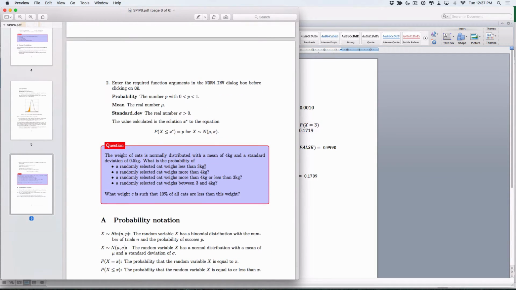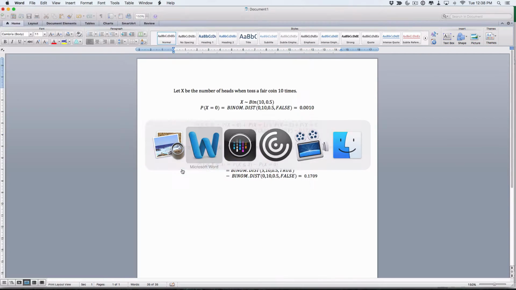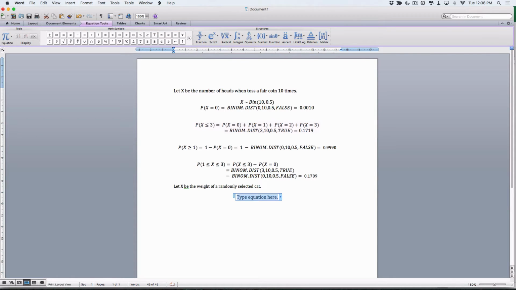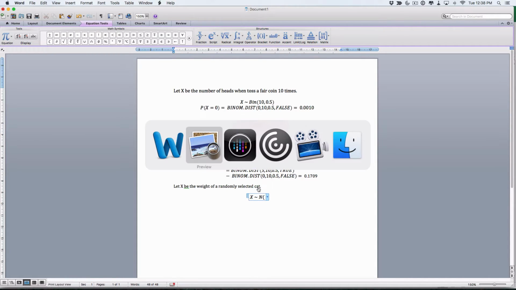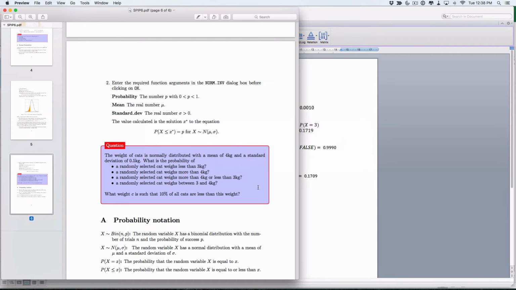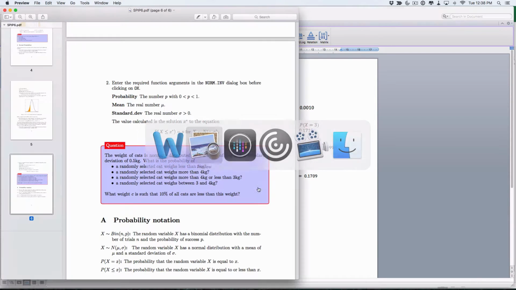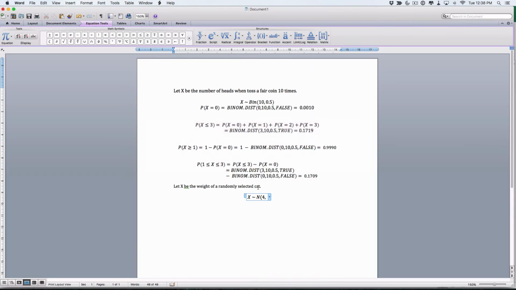So here we are. We've now got cats, normally distributed, mean of 4, standard deviation of 0.5. So we're going to let x this time be the weight of a randomly selected cat. And what do we know? We know that x is normally, just N for normal. We want to give the mean, because the normal also has 2 parameters, so we want the mean. The mean is 4. And we want the standard deviation. The standard deviation is 0.5.